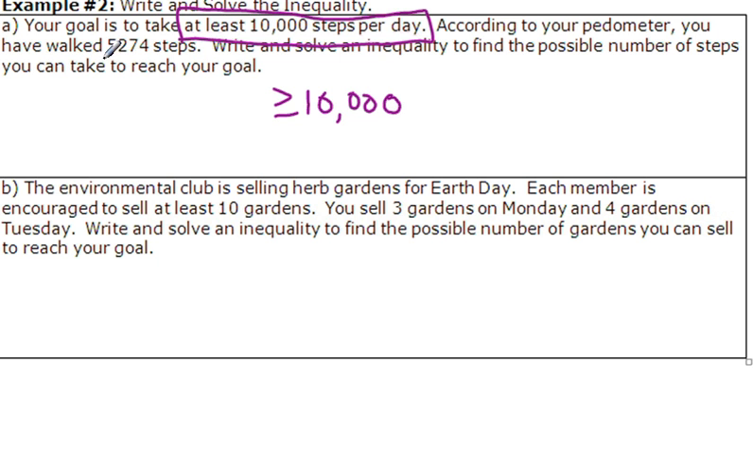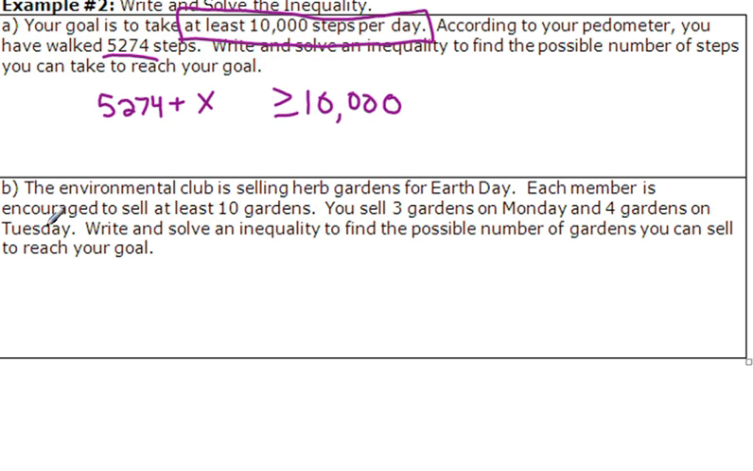Now we've already walked 5,274 steps. So if I take the 5,274 steps that I've already taken, plus some other amount, this is what I want to take to find the possible number of steps I can take to reach my goal, it should be greater than or equal to 10,000 steps. So if I add those two numbers together, I want to get to at least 10,000. So this is my inequality.